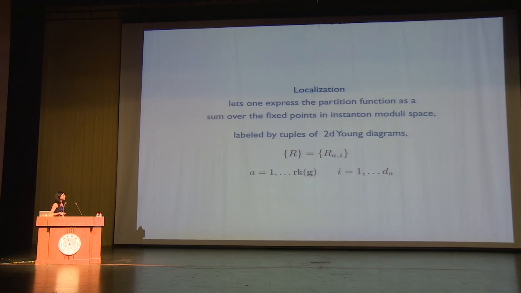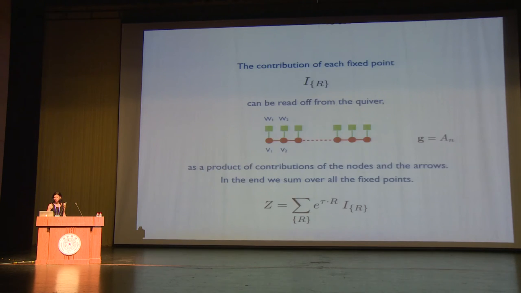Localization lets one express the partition function as a sum over the fixed points in instanton moduli space, which end up labeled by tuples of 2D Young diagrams. The contribution of each fixed point can be read off from the quiver as a product of contributions of the various nodes and the arrows between them, and in the end, you sum up over all the fixed points.